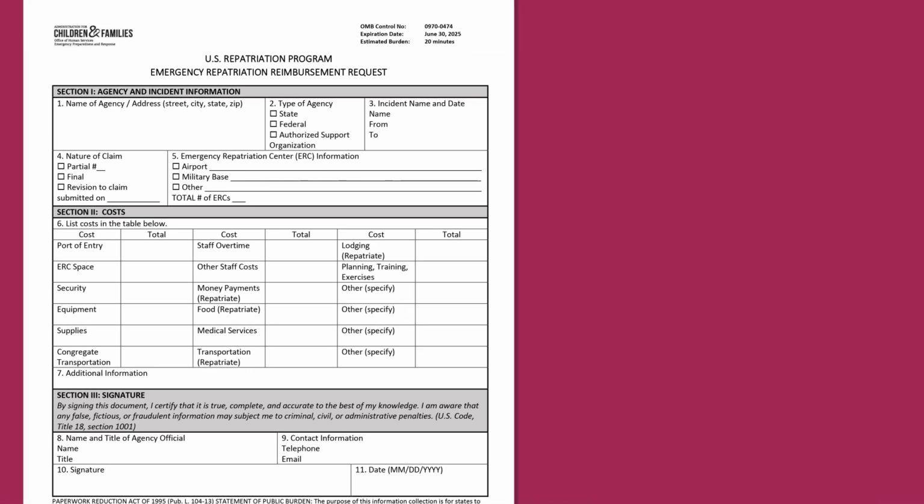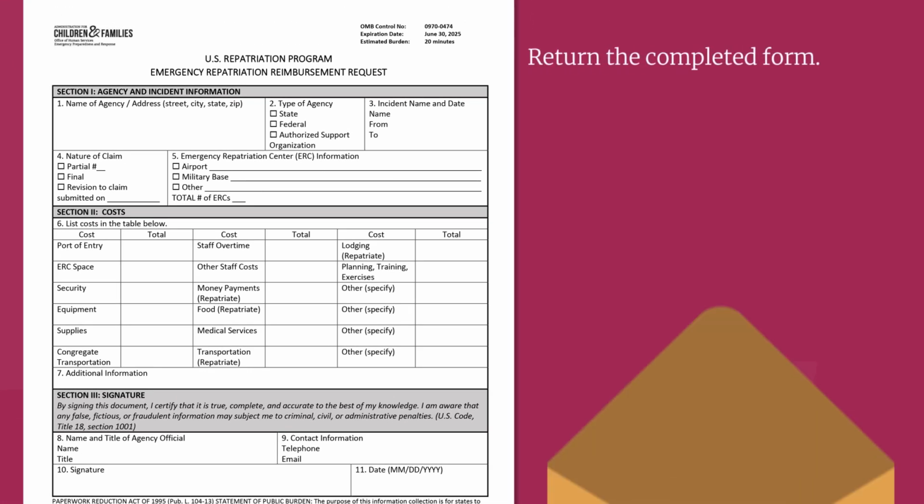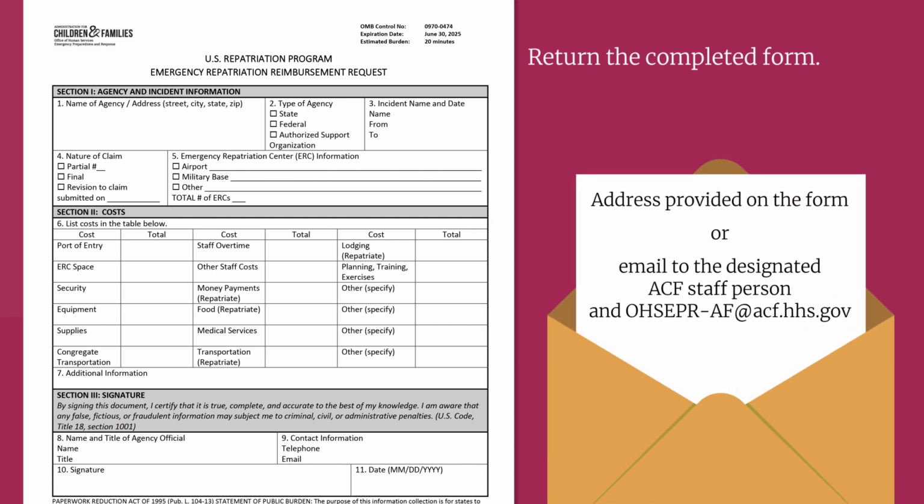After you complete, sign, and date the form, send the reimbursement request form and any supporting documentation to the address provided on the form or via email to the designated ACF staff person and OHSEPR-AF@acf.hhs.gov.